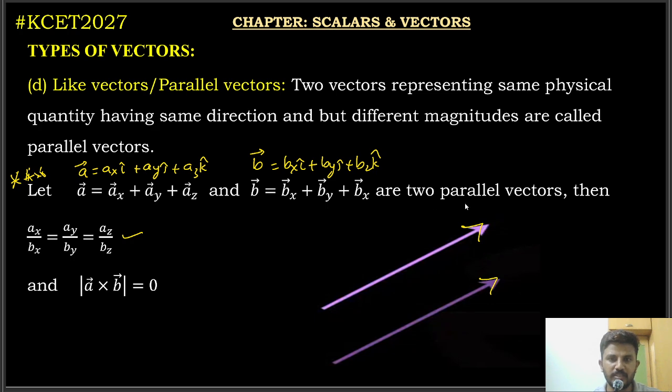Here, since they are parallel, the angle between these two vectors will be 0 degrees. If we take the cross product, I will teach you what the cross product is in the last page of this session. A cross B is given by the magnitude AB sine theta. Since theta is 0 degrees, sine 0 is 0, so AB into 0 is 0, so the magnitude of A cross B will be equal to 0. That is one thing to remember.